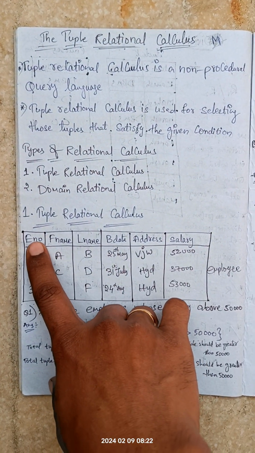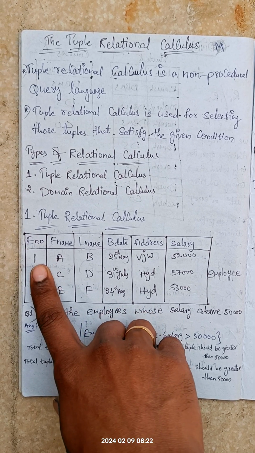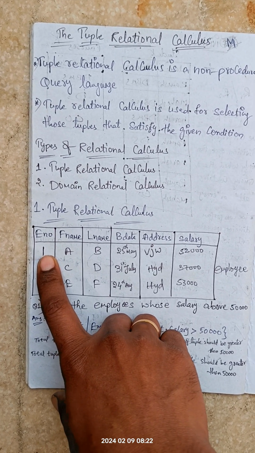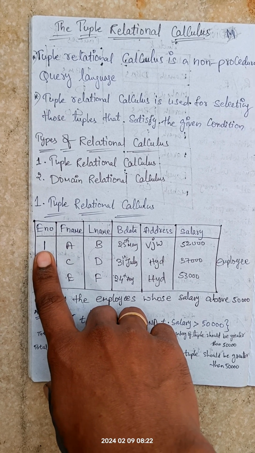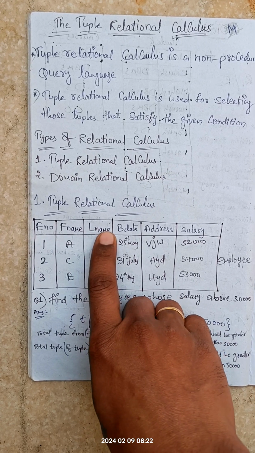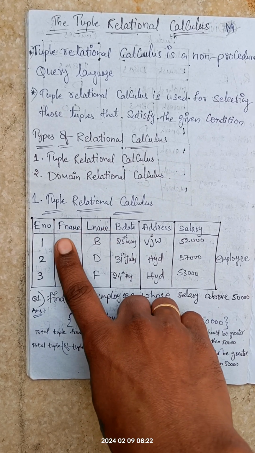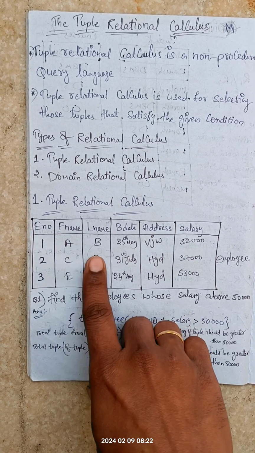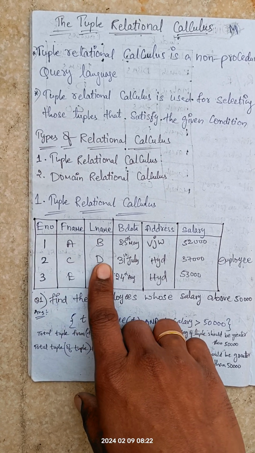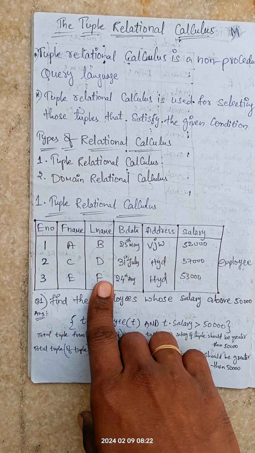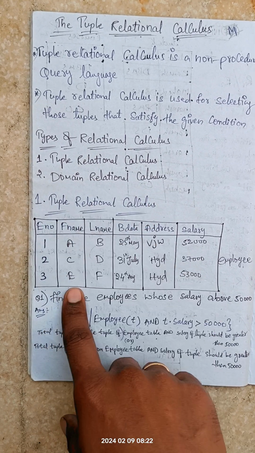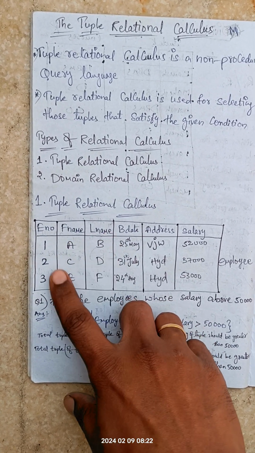See, this is the employee number. Usually an employee number will be a 3-digit or 4-digit number, but for our convenience I have taken it simply: employee numbers 1, 2, 3, and then first name and last name. This is the employee's first name and last name. You can take names like Sai Kumar, Ravi Teja, but for simplicity and explanation, I have taken A B C D E F.